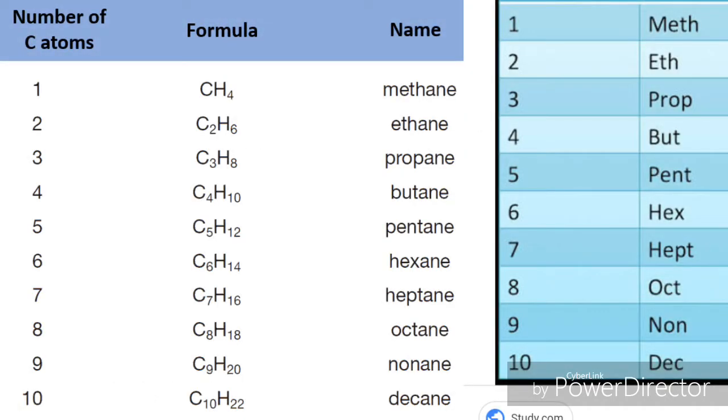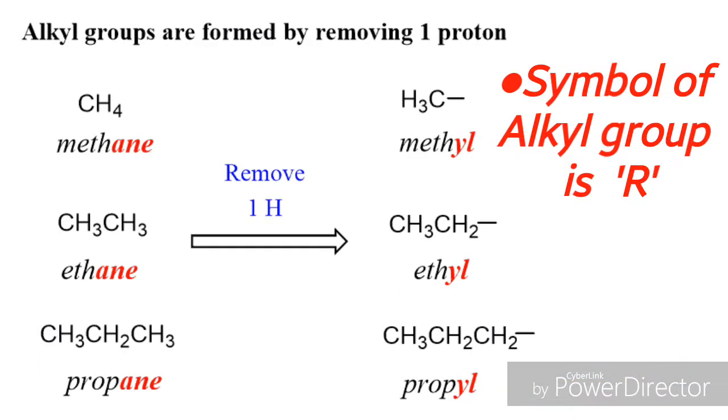This table shows the homologous series of alkanes. CH4 methane, C2H6 ethane, C3H8 propane, C4H10 butane, C5H12 pentane, C6H14 hexane, C7H16 heptane, C8H18 octane, C9H20 nonane, C10H22 decane. Alkyl groups are formed by removing one proton from the respective alkanes. Methane, methyl, ethane, ethyl, propane, propyl, and so on.